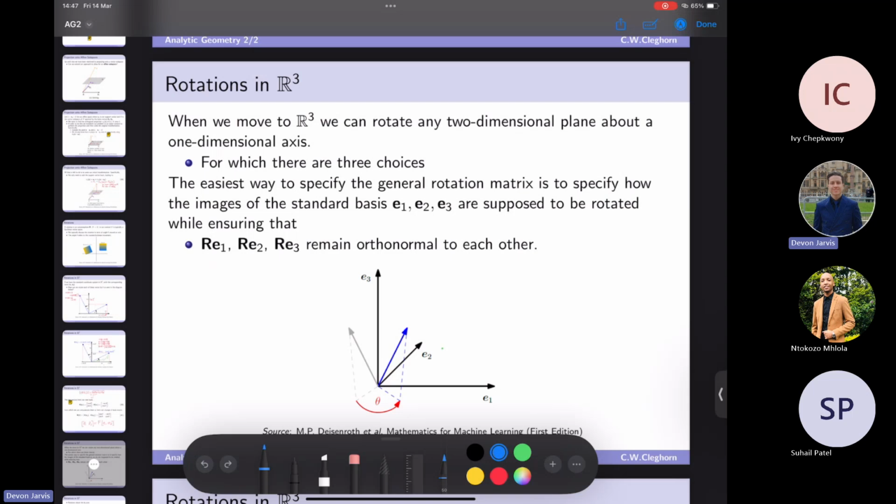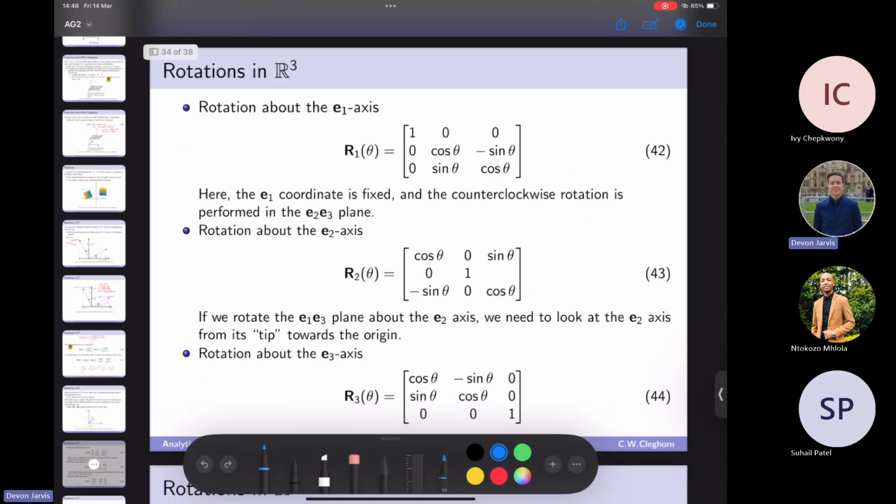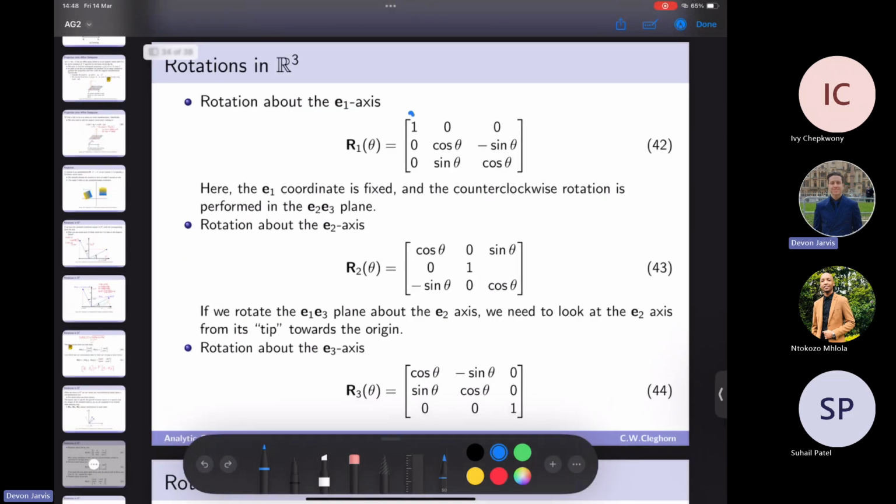So when we move to R3, we can rotate any two-dimensional plane about a one-dimensional axis, for which there are now three choices depending on which axis we hold fixed. And the easiest way to specify the general rotation matrix is to specify how the images of the standard basis are supposed to be rotated, while ensuring that they remain orthogonal. What this ultimately just means is that our transformation keeps the one dimension fixed. Our old basis and our new basis stay the same for the fixed axis, and then we're applying the same idea for the other two.